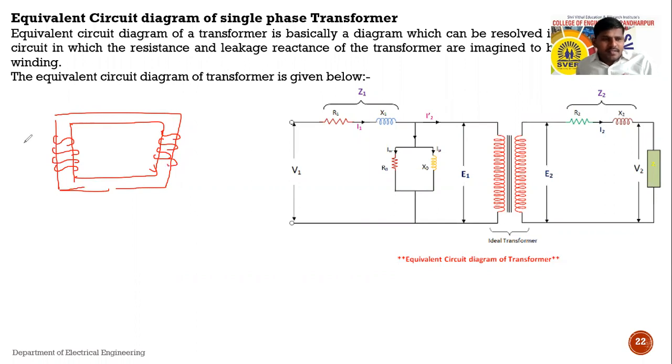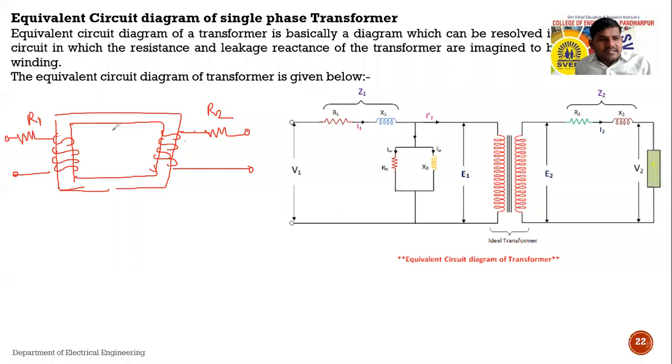Right? Suppose the primary has some resistance and the secondary has some resistance. So I will represent this resistance external to the winding. The primary resistance is R1, and the secondary resistance is R2.